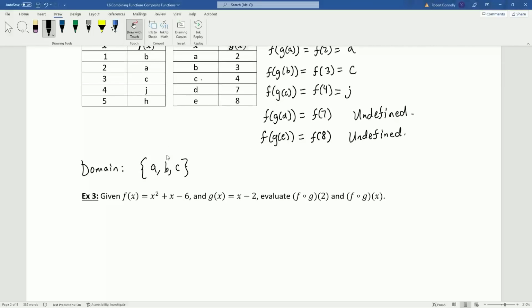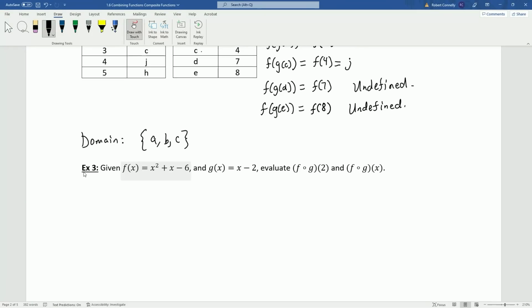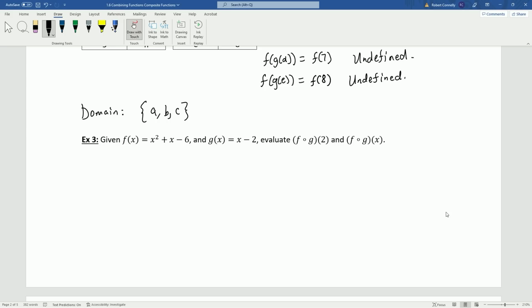Okay, so with that being said, let's take a look at these functions f and g here and evaluate some compositions. So f composed with g at 2 really just means f of g of 2. And what's g of 2? Well, g of 2 is 2 minus 2, which is 0. And f of 0 is just negative 6.